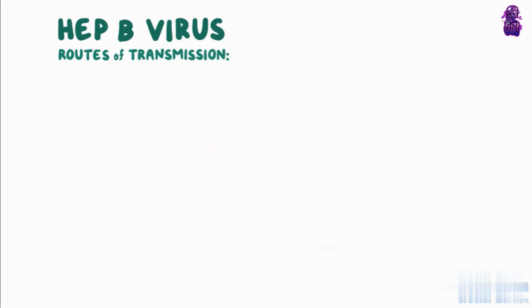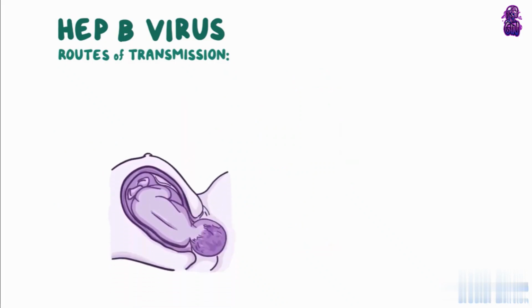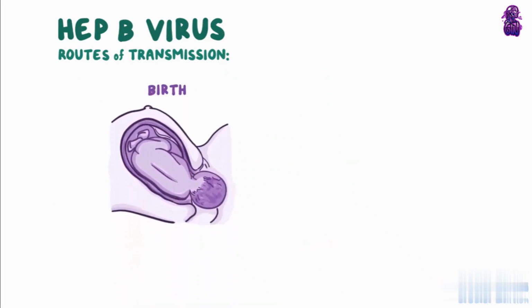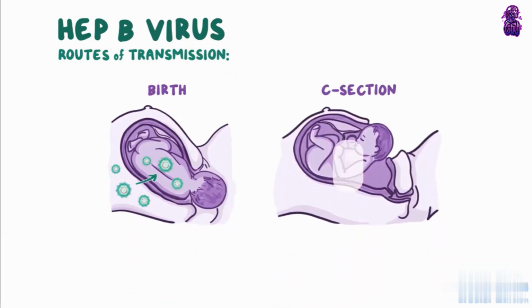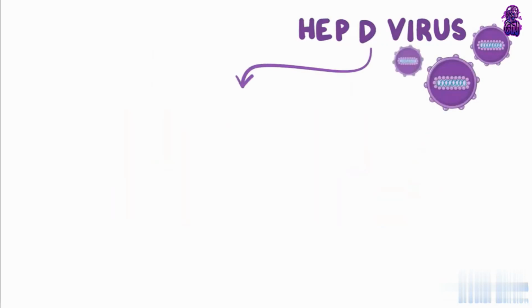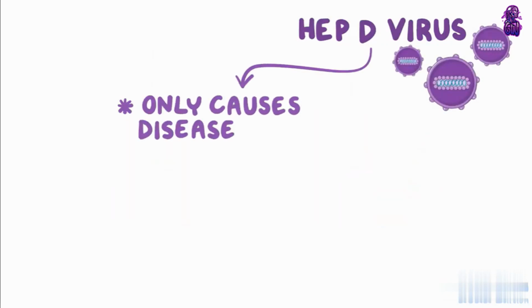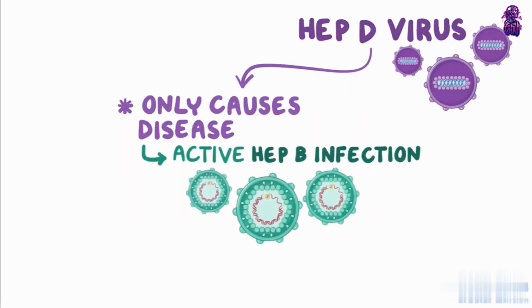More commonly, the virus can pass from an infected individual to the child during birth, because of the close contact between individuals' blood and secretions with the child. It's still not certain if a C-section can protect against this kind of transmission. Hepatitis D virus spreads the same way, but it only causes disease in individuals with an active hepatitis B infection.